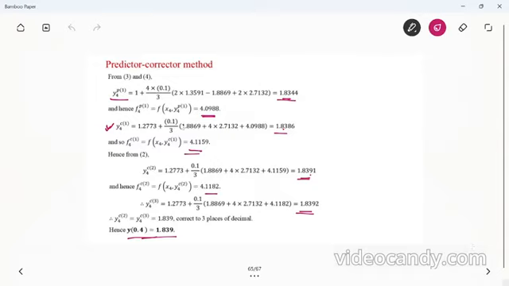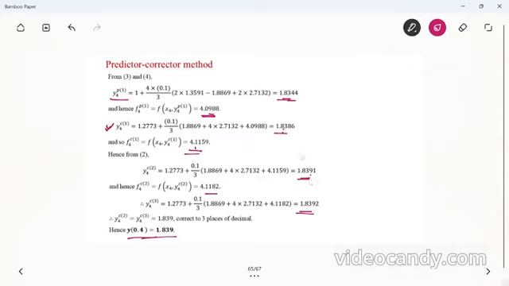First we put all these values in the predictor formula and we get this answer. Then we improve our functional value and, using the corrector formula, we get the solution. The predicted value and the corrector value are not equal, so we have to correct our solution again. How will we correct it? Again we improve our functional value for the corrector formula, then we use that value in the corrector formula, and we get this value.